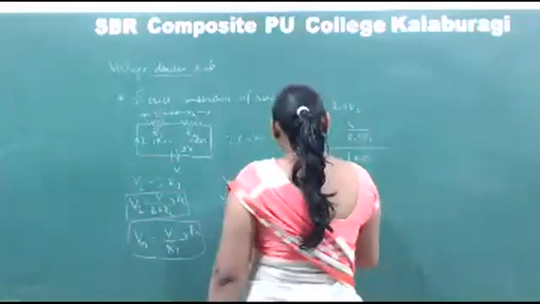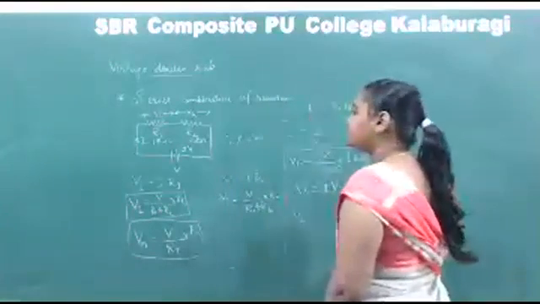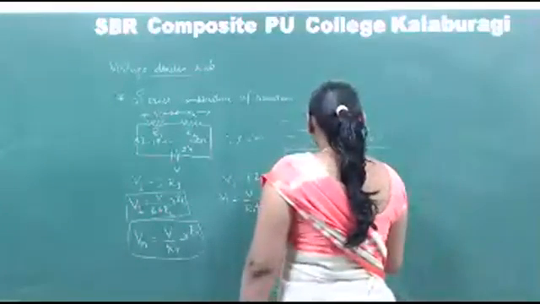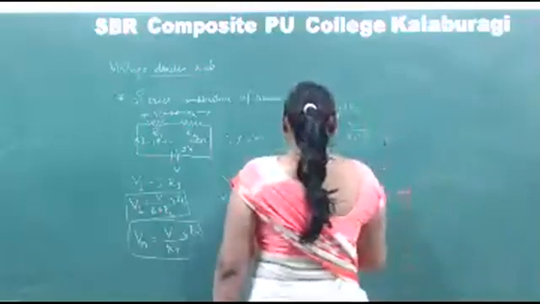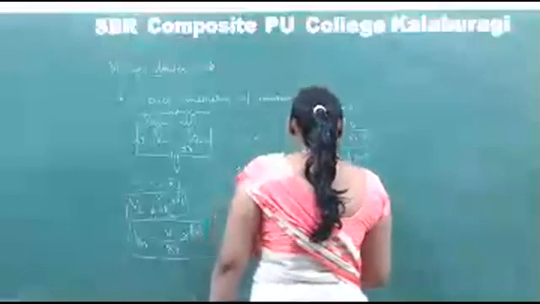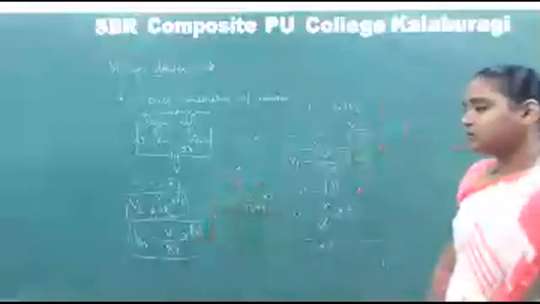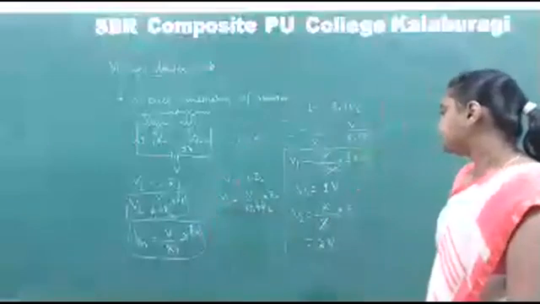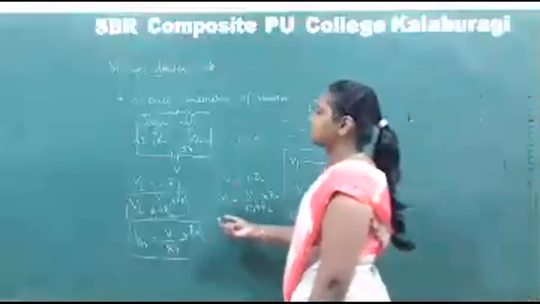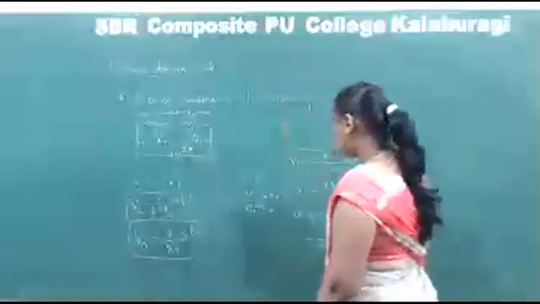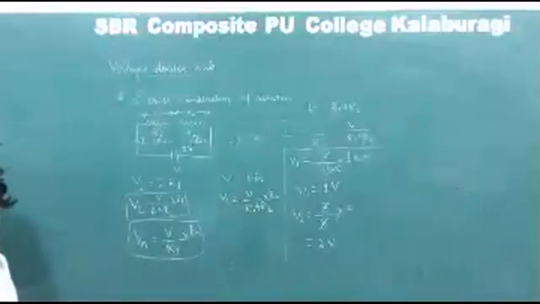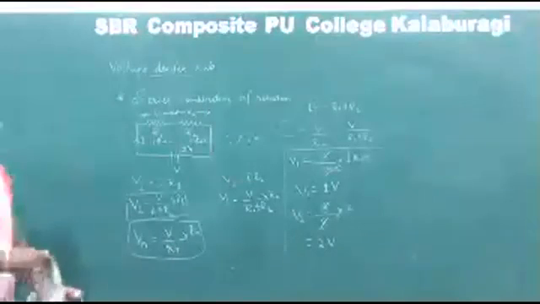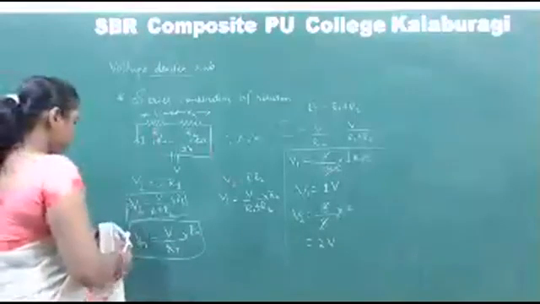Similarly, V2 is equal to 3 by 3 into 2. Okay, that is the V1. So like this, using the voltage divider rule, we can calculate the voltage across the resistors R1 and R2. This is one of the examples. Now let's see the current divider rule.